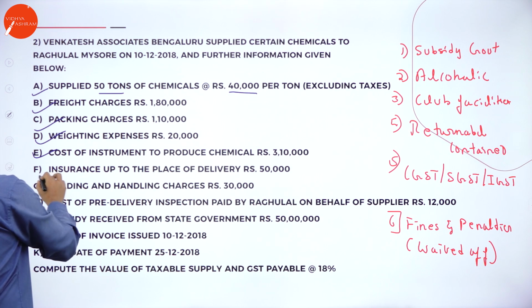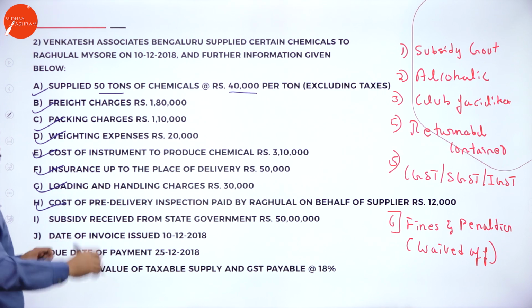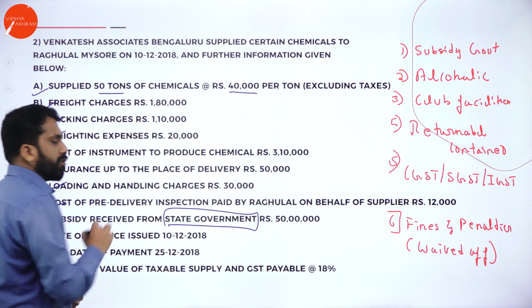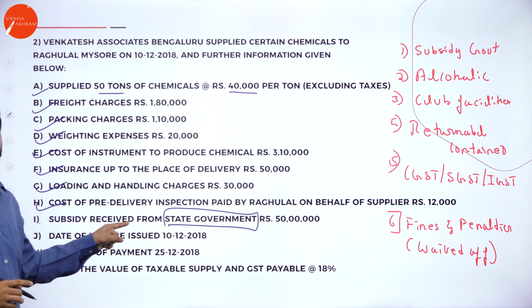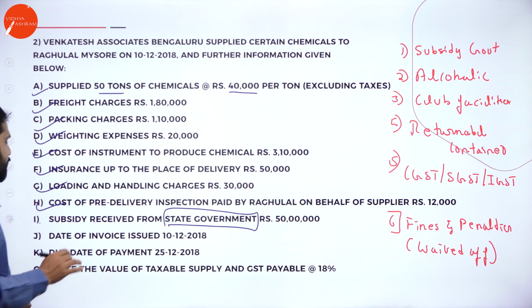instrument of the place, yes, loading and handling, yes, cost of pre-delivery, yes, subsidy received from state government. Should we take it or not? Yes, we should not take it. I have given you the list. We are not supposed to take this now.